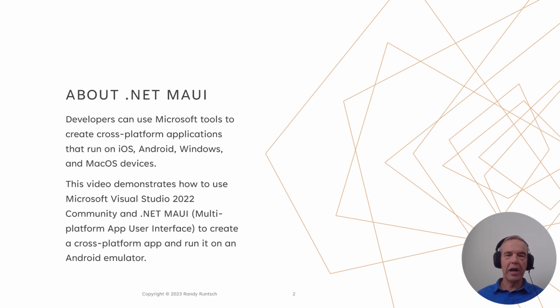In a few moments, I will show you how to use Microsoft Visual Studio 2022 Community Edition and .NET MAUI to create a cross-platform app. Visual Studio is an integrated development environment, or IDE, while .NET MAUI is a sort of translator that enables Microsoft .NET applications to run on multiple platforms. After I build the app, I will demonstrate how to run it with the Android smartphone emulator on a Windows computer.